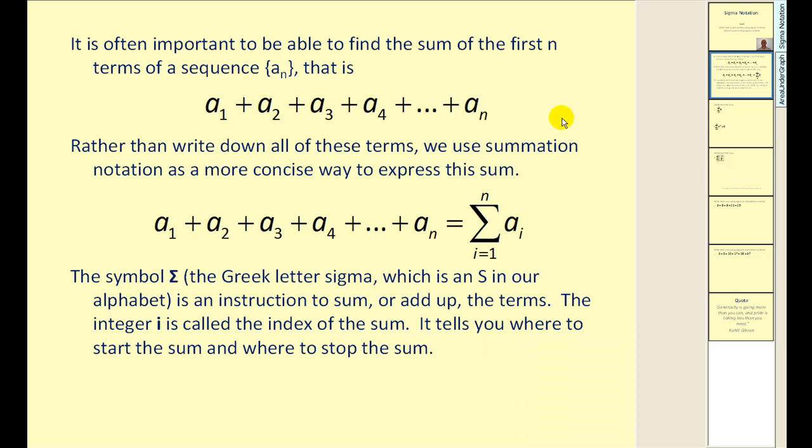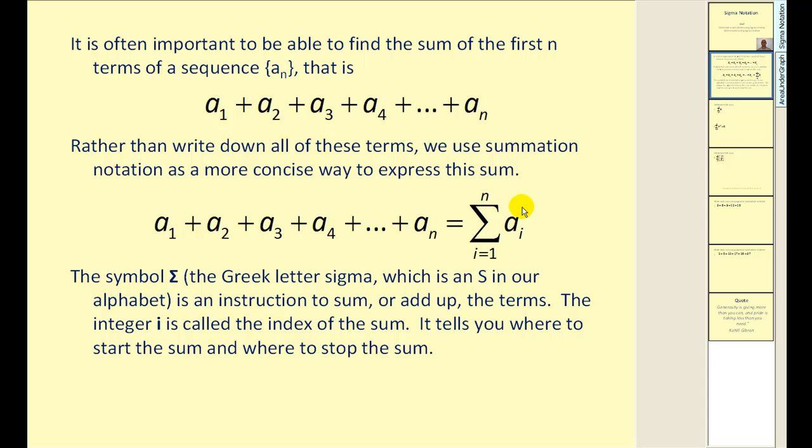It is often important to be able to find the sum of the first n terms of a sequence. That is, find the sum of a finite number of terms. Rather than write down all of these terms every time, we use a summation notation as a more concise way to express this sum. So we can rewrite this sum using what's called sigma notation.